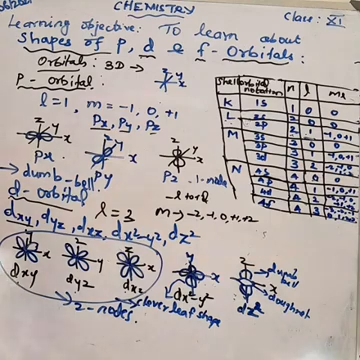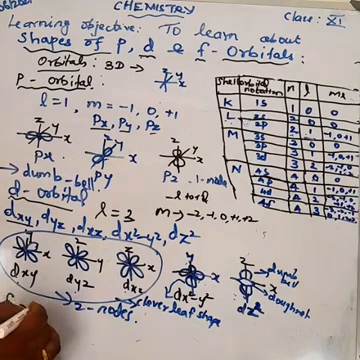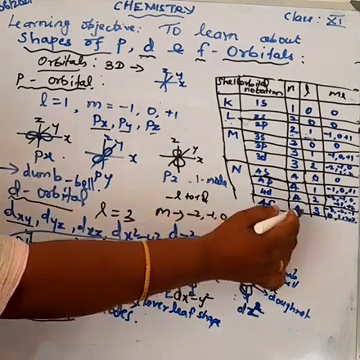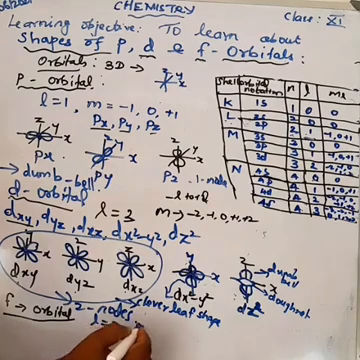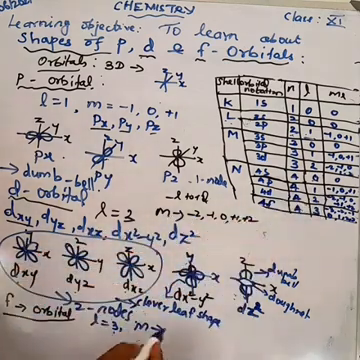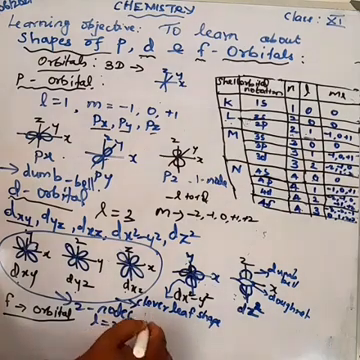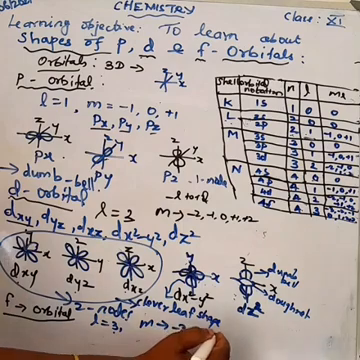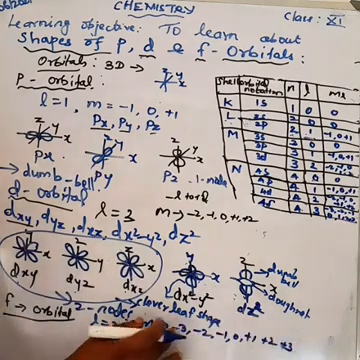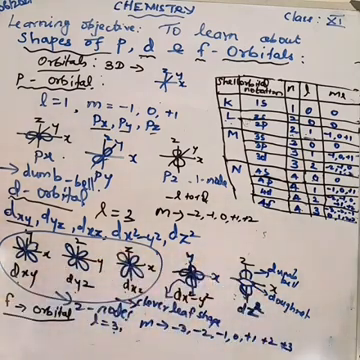And what about the f orbital? What about the shape of the f orbital? For the f orbital, l is equal to 3. What is the l value here? l is equal to 3. How many values for m? It starts from minus l to plus l through 0. Here l value is 3, so we can write minus 3, minus 2, minus 1, 0, plus 1, plus 2, plus 3. These are the 7 orientations of f orbital. These 7 orientations represent 7 orbitals.